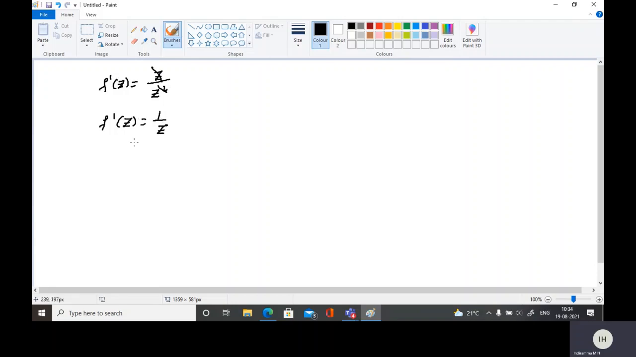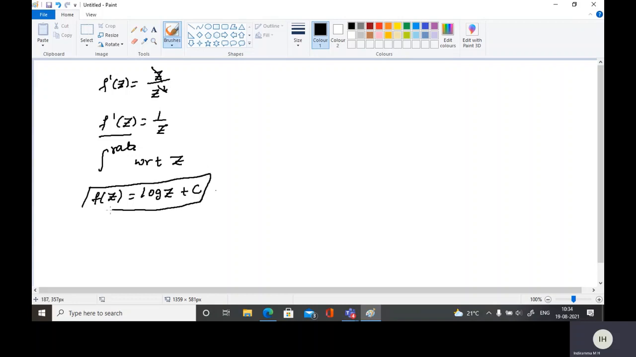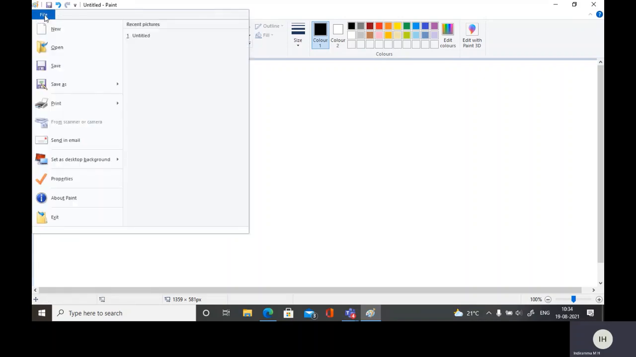So since we are constructing the analytic function f(z), here we have f'(z). To get f(z) from f'(z), we have to integrate with respect to z. So the integration of f'(z) gives f(z), which is equal to the integration of 1/z, which is log z plus the integrating constant c. So this is what we have as a solution for the given problem. I hope all of you understood this one. I will move to the next problem.